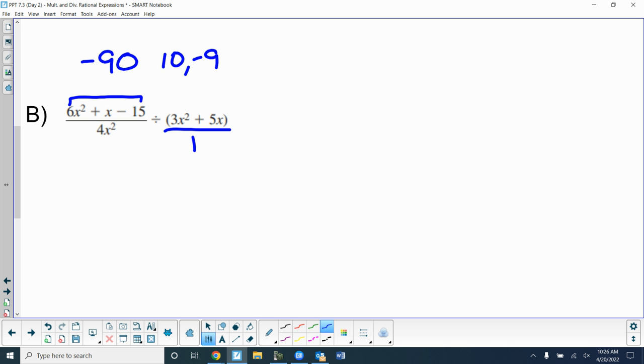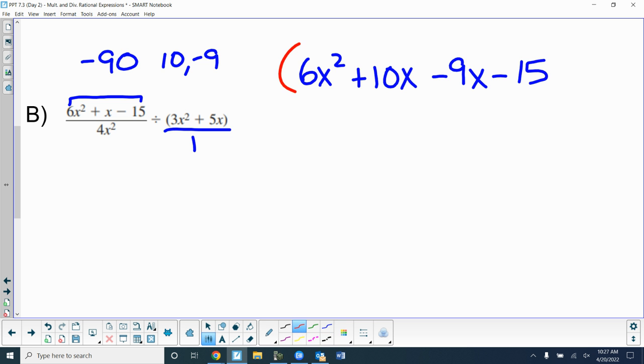Okay, so what we did when we had this situation, when A was not a 1, all the problems so far, A's been 1, all right, would be multiply those and then rewrite it as 6x squared. Instead of plus 1x, we're going to write it as plus 10x minus 9x minus 15. And then we turned it into what type of problem? A grouping problem, right? What's common to the first group? 2x, right? Since that's negative, remember, pull the negative out. What's common to 9x and the 15? 3. Okay, so we're going to pull those out and then write what's left.